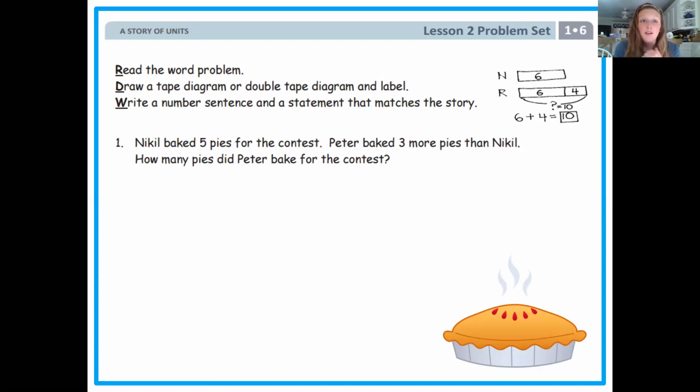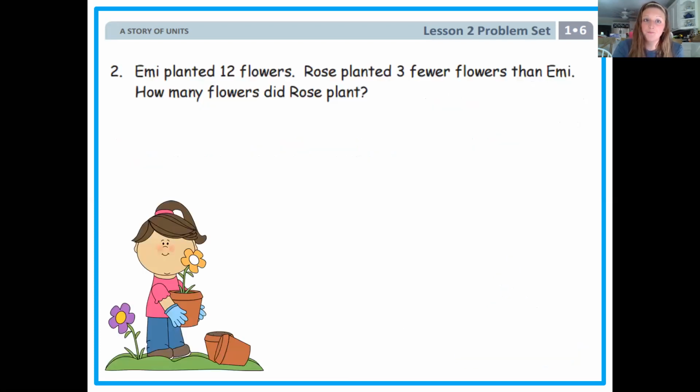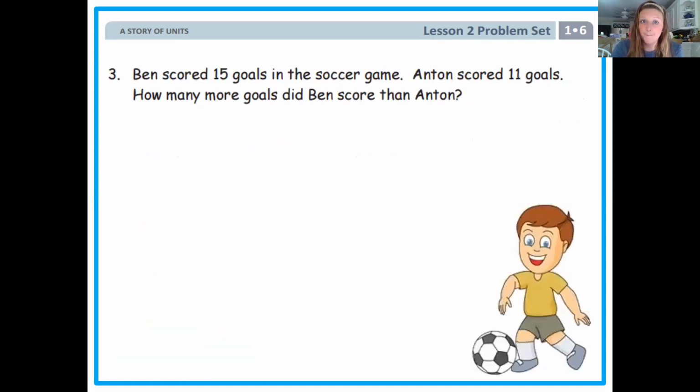Number 1, Nikhil baked 5 pies for the contest. Peter baked 3 more pies than Nikhil. And how many pies did Peter bake for the contest? So use what you know to answer the question. Number 2, Emmy planted 12 flowers. Rose planted 3 fewer flowers than Emmy. How many flowers did Rose plant? So use what you know from Emmy to go ahead and answer this question.